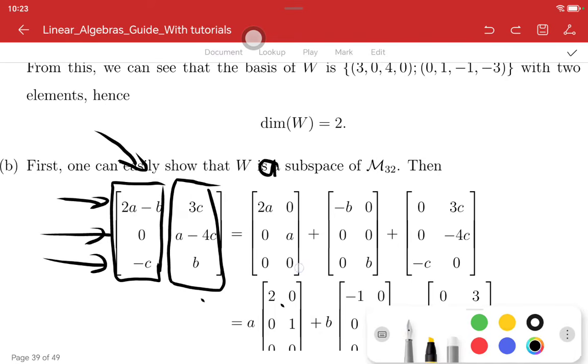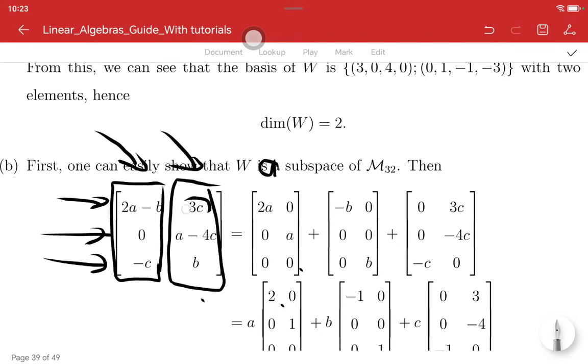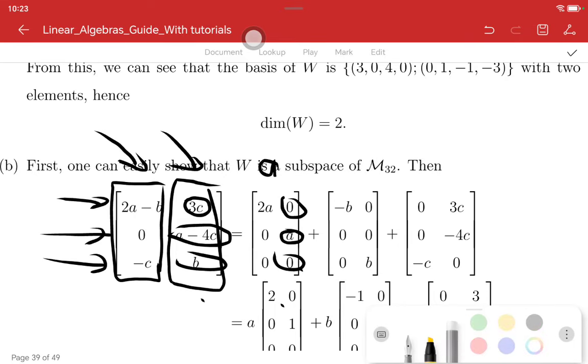We come to the second column, not row. First one doesn't have A, so it's 0. Second one has an A, it's A. Doesn't have A, it's 0. Right? We do it the same way.